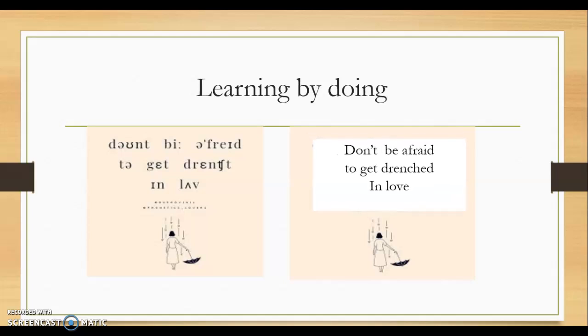Don't be afraid to get drenched in love. This word you didn't know it. Drench means mojar, mojado. No tengas miedo de empaparte de amor, en amor.